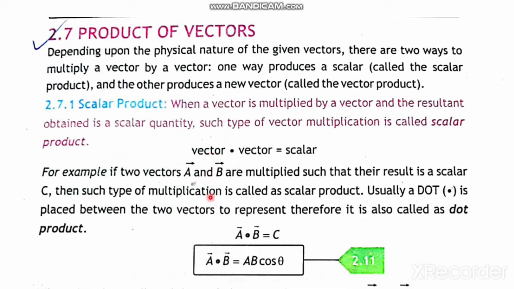For example, there are two vectors A and B, and they are multiplied with each other and the resultant product is C, which is scalar. Then the product A dot B is the dot product or scalar product, as its result is scalar. And A dot B is always equal to AB cos theta, where A and B are the magnitudes of vectors A and B.